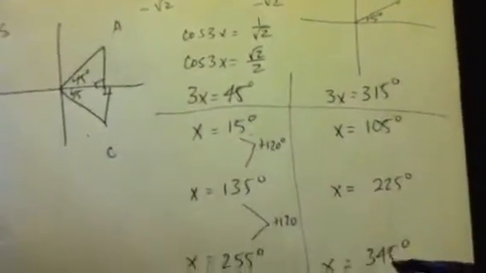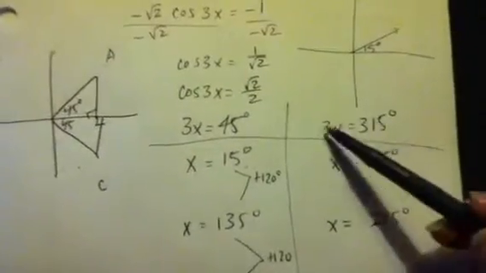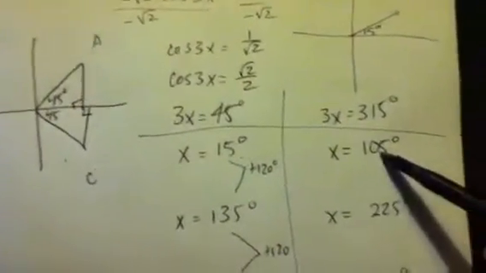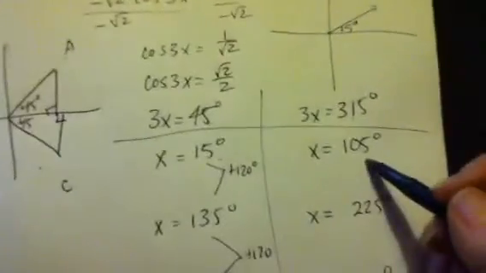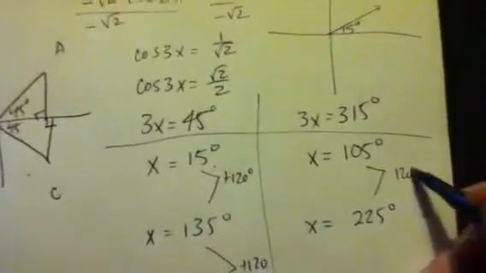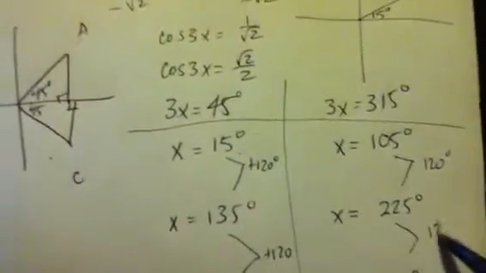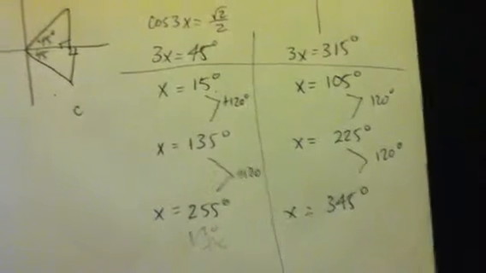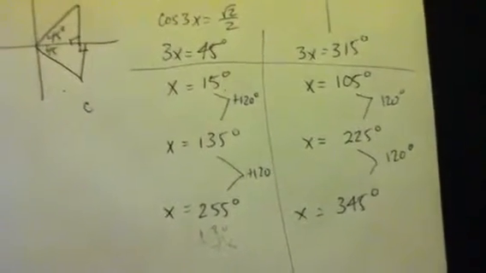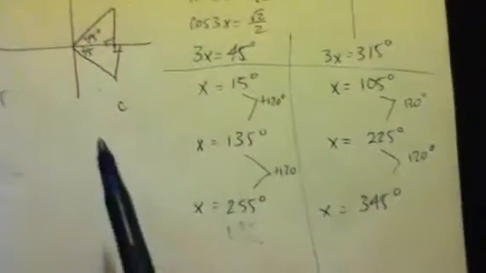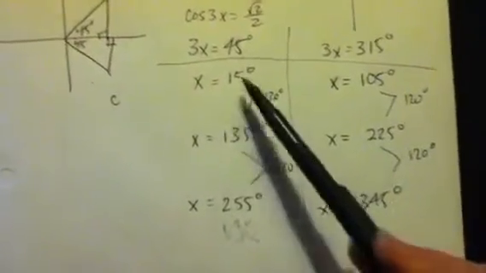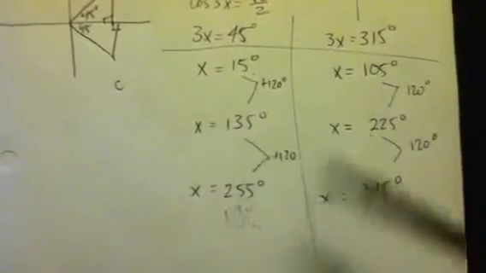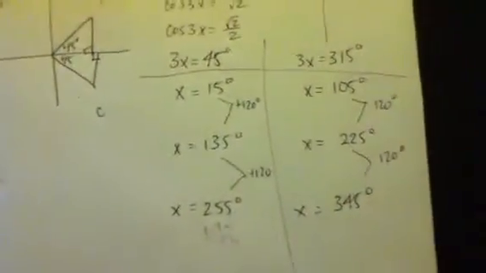So then you can just do it again. 315 divided by 3 gives you 105, and then you can just keep adding your 120s to it and take this shortcut. I knew there was a shortcut, so that's a little shortcut for you. Or you can just keep going around the unit circle: once around gives you 15, but if you go twice around and divide by 3, that's the way we were doing it in the past.